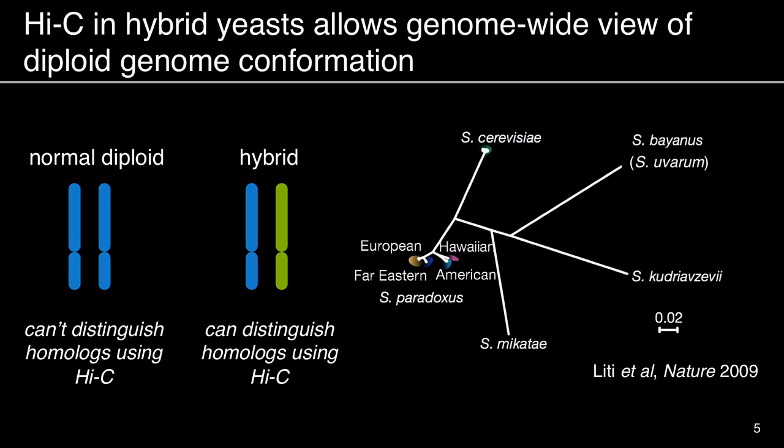You've also heard a little bit about some of the divergence between strains. Hi-C normally has a hard time distinguishing between homologous chromosomes. That's because it relies on sequence differences, and homologous chromosomes tend to be very similar. But of course, in yeasts, we can make hybrids between strains and even different species that are highly diverged, such as cerevisiae and bayanus, or also uvarum, which only have about 80% coding sequence identity. This allowed us for the first time to get a complete view of a diploid genome's conformation.